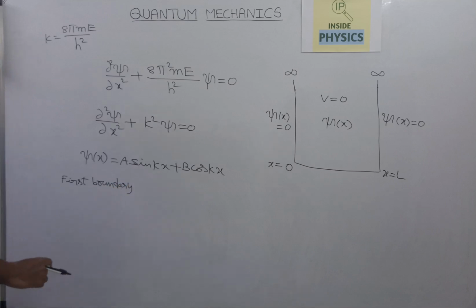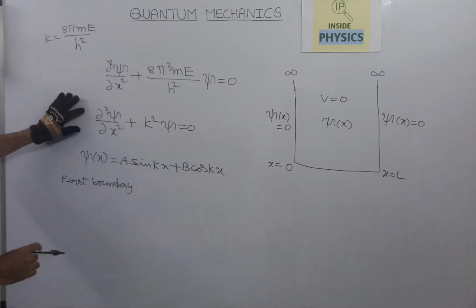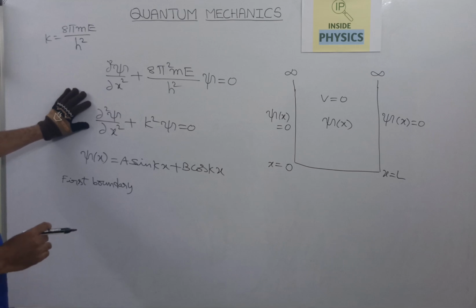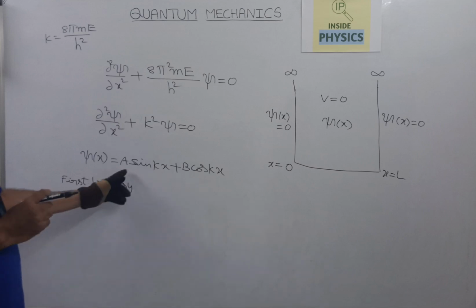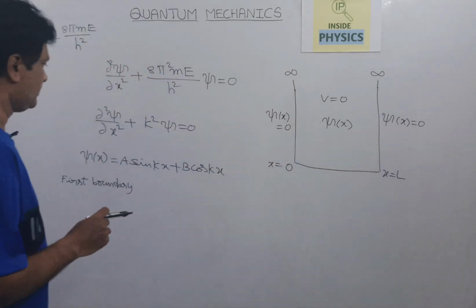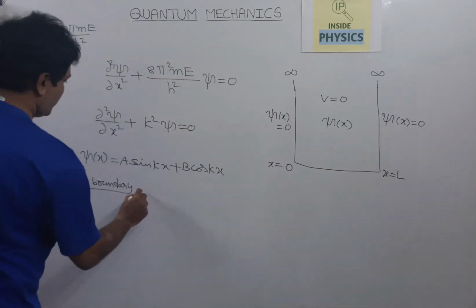We apply the boundary conditions because we got the solution for the differential equation, and this solution gives the probability of finding the particle at the boundaries and within the boundary. So at the first boundary, what happens?